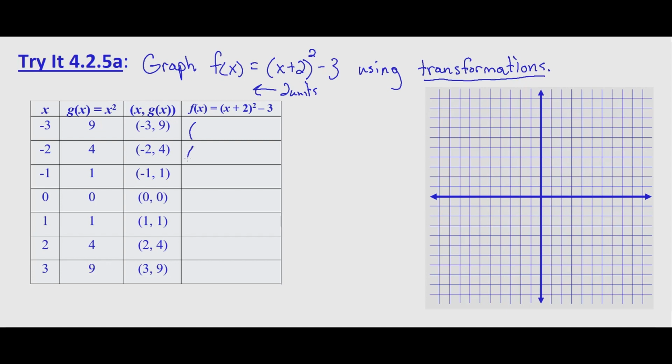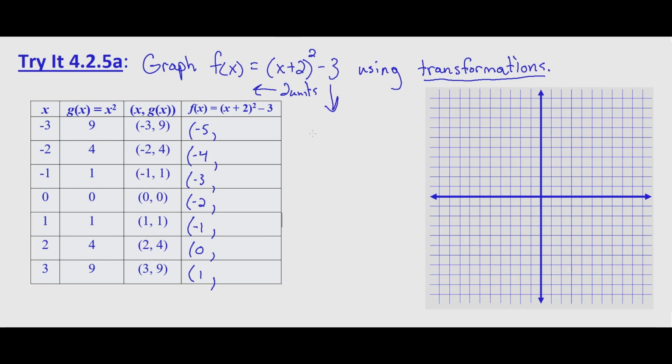Since the vertical shift doesn't affect the horizontal shift value, horizontal affects x, vertical affects y, we're going to go ahead and shift these 2 units to the left. Our original parent function g of x equals x squared, 2 units to the left, so negative 3 minus 2 is going to be negative 5. Negative 2 minus 2 is negative 4. Negative 1 minus 2 is negative 3. 0 minus 2 is negative 2. 1 minus 2 is negative 1. 2 minus 2 is 0. And 3 minus 2 is 1. So that takes care of our horizontal shift left 2 units.